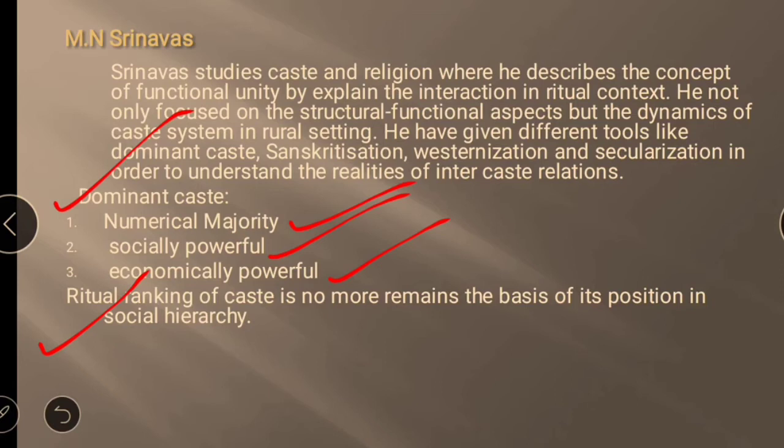Even Dipankar Gupta said that dominant caste is no more in Gujarat, right? And even Yogesh Atal said that there are multiple dominants. We cannot say that there is only a dominance of one group. And another criticism can be found by Gyanshyam Shah, who said that dominant caste is nothing but class mobilization. So these are a few criticisms of dominant caste given by M.N. Srinivas.